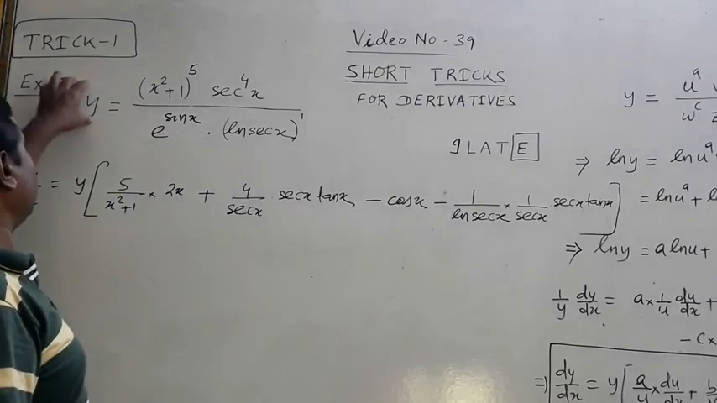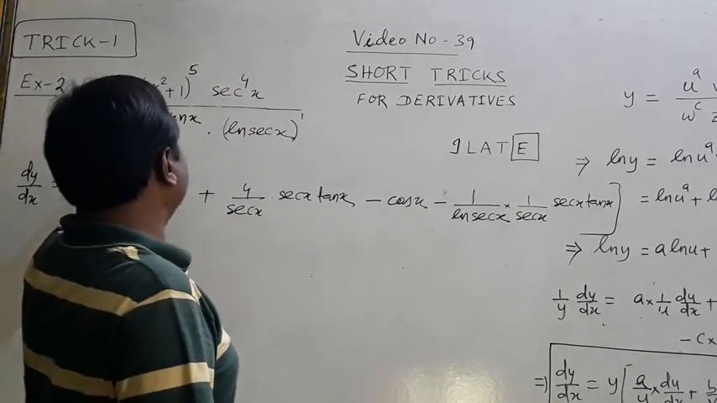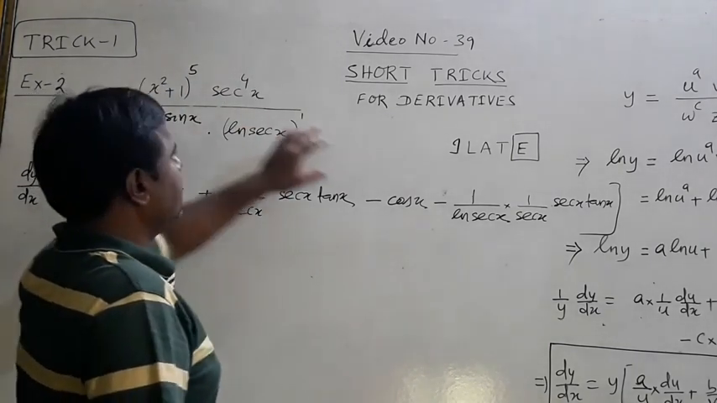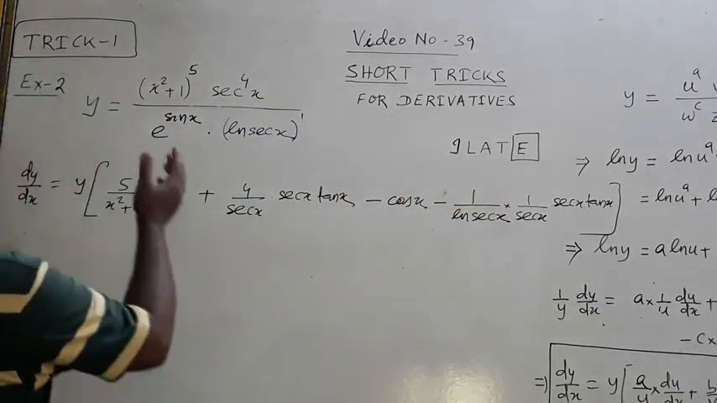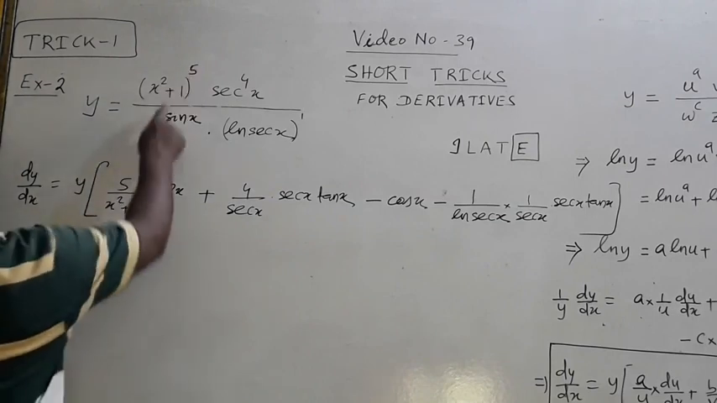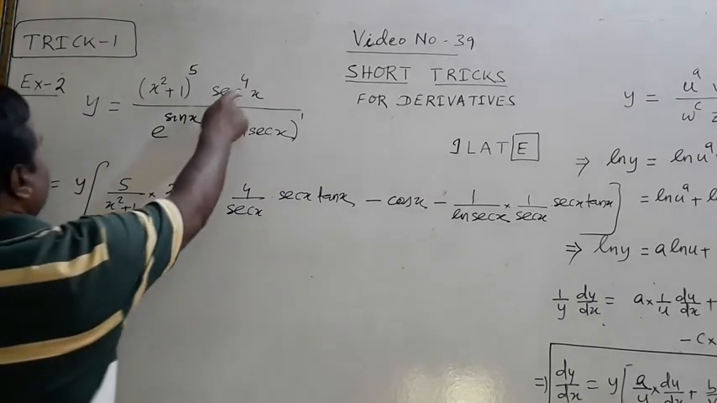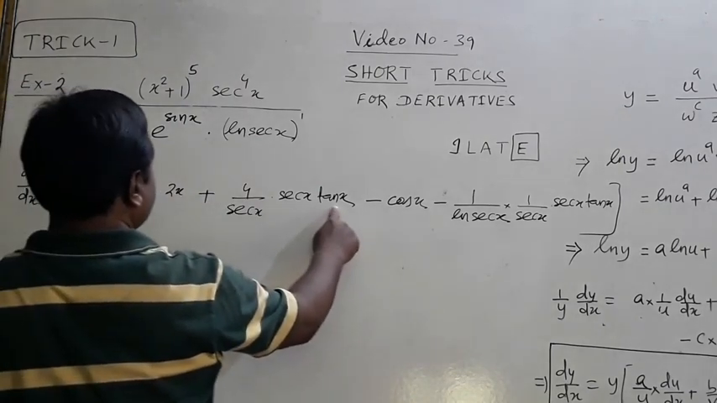Suppose in this example y is equal to (x square plus 1) to the power 5, sec x to the power 4, e to the power sin x. I am introducing this exponential function and ln sec x. Similarly, you will do y whole into 5 by x square plus 1, derivative x square plus 1 is 2x, 4 by sec x into derivative sec x tan x.